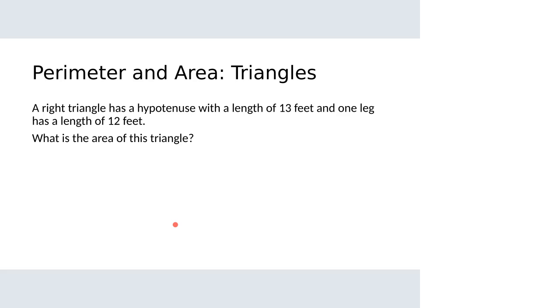Here's the type of problem math teachers love. A right triangle has a hypotenuse with a length of 13 feet, and one leg has a length of 12 feet. What is the area of this triangle? And your first thought here might be, well, area of a triangle. So I know the area of a triangle is 1/2 times the base times the height. Just kind of file that away.